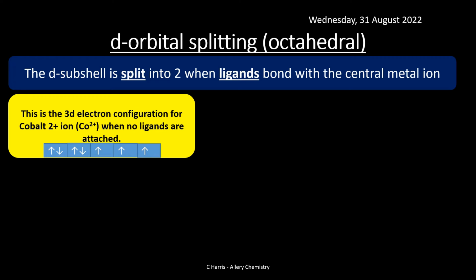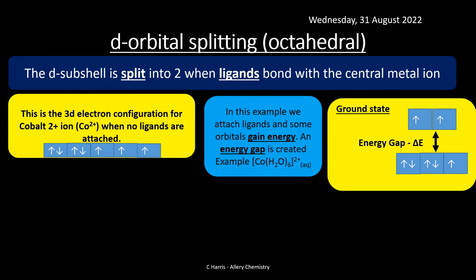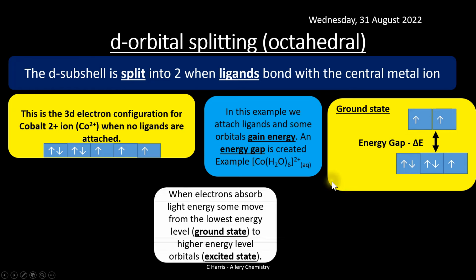So we've got the 3d electron configuration for the cobalt 2+ ion, Co2+, when no ligands are attached to it. So it's just the ion. Imagine it has no ligands around it at all. That's the d orbital. When we attach ligands to this ion, though, some of the orbitals gain energy, and we get an energy gap that's created, which we call delta E. This is, for example, cobalt with 6 waters around it, so it's hydrated. Now the d orbital splits into 2 parts, so you've got some electrons in here and some electrons at the top, and we create an energy gap, which is also known as delta E.